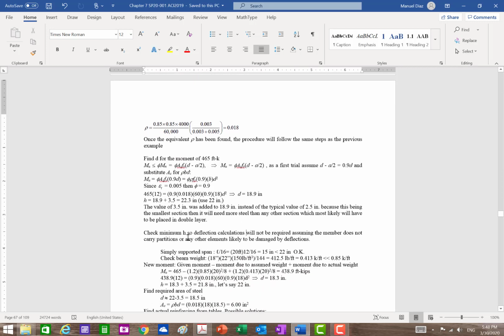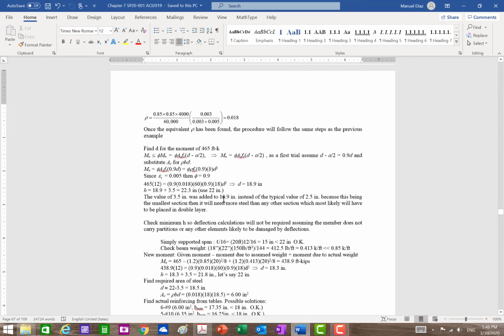Okay, so check, but now this is the smallest. So now checking for the h minimum becomes even more critical because you're using a very shallow section. So check minimum h. Okay, we do the same. We got 15. Oh, but this is 22, so we're good, right? But notice that we got pretty close to that one, right? We check the weight of the beam. Now the weight is a lot less.